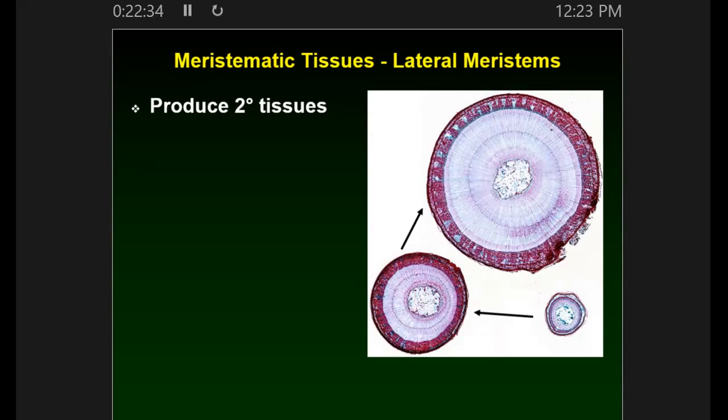And we're going to talk about secondary tissues. So anytime you think about lateral meristems, that's when we start saying they're producing secondary tissues, which just means it happens later in their life. So initially, when they're a tiny seedling, all the primary growth is going on.